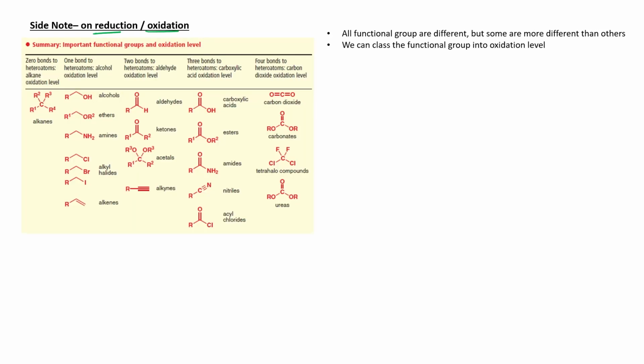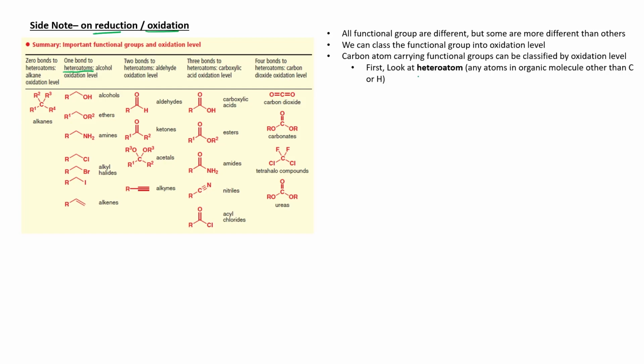Okay, so one thing we need to establish is that all functional groups are different, but some are more different than others. So we can classify the functional groups in this table under their oxidation level. How do we know the oxidation level of a particular functional group? By looking at the heteroatom. What is a heteroatom? A heteroatom is any atom in an organic molecule other than carbon or hydrogen, and then look at how many bonds connect to the heteroatom.